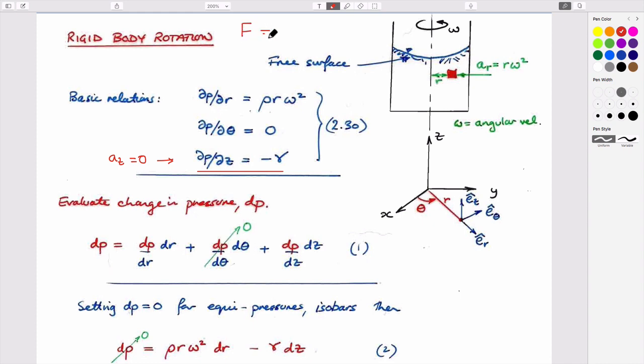is equal to mass times acceleration. And in our particular case, what we did was we divided through this by a volume, force per unit volume. And this term then became, as we said earlier today, defined as a change in pressure with a direction, dr in this particular case, radially outwards.